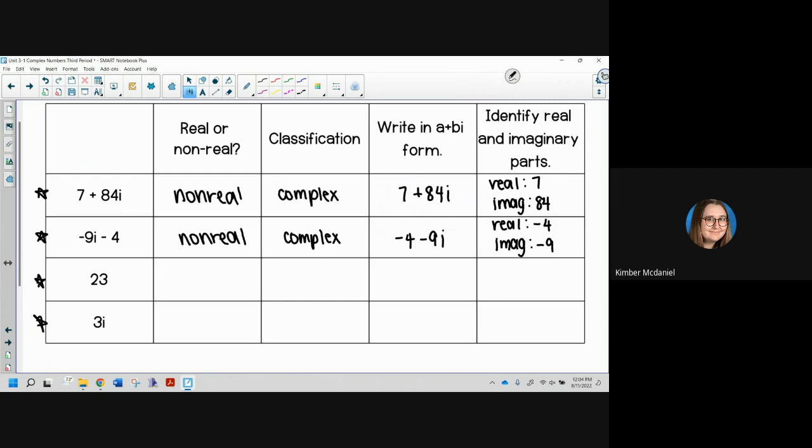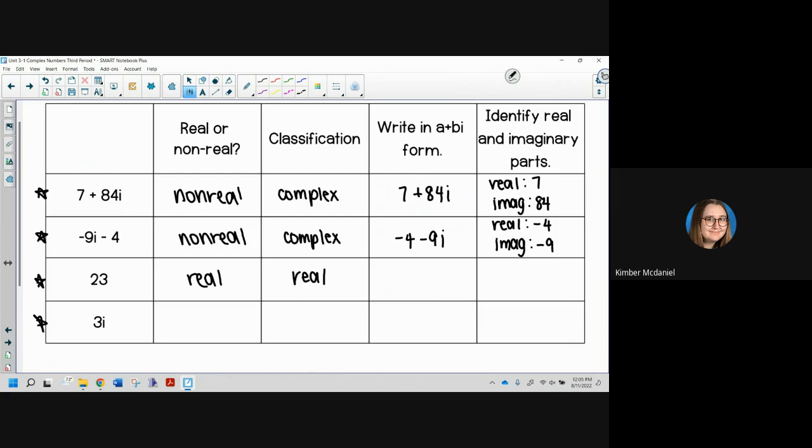Okay. Next expression that we have is simply a 23. There is no I here, so this is going to be real for the real versus non-real. And then if you have it as real, your classification will also be real. So on your homework, if you put real in the first column, you're going to put real in the second column. Now, we are missing the imaginary part of our complex number, okay?